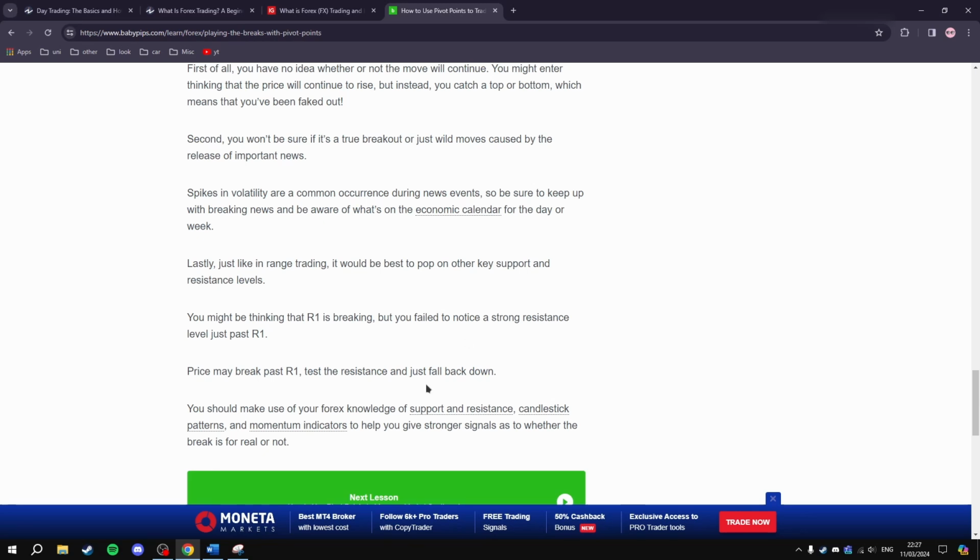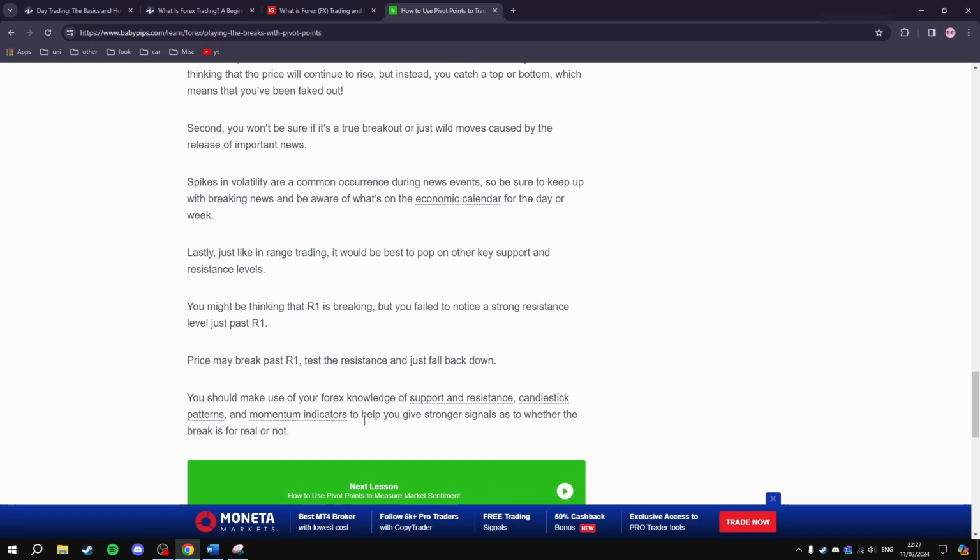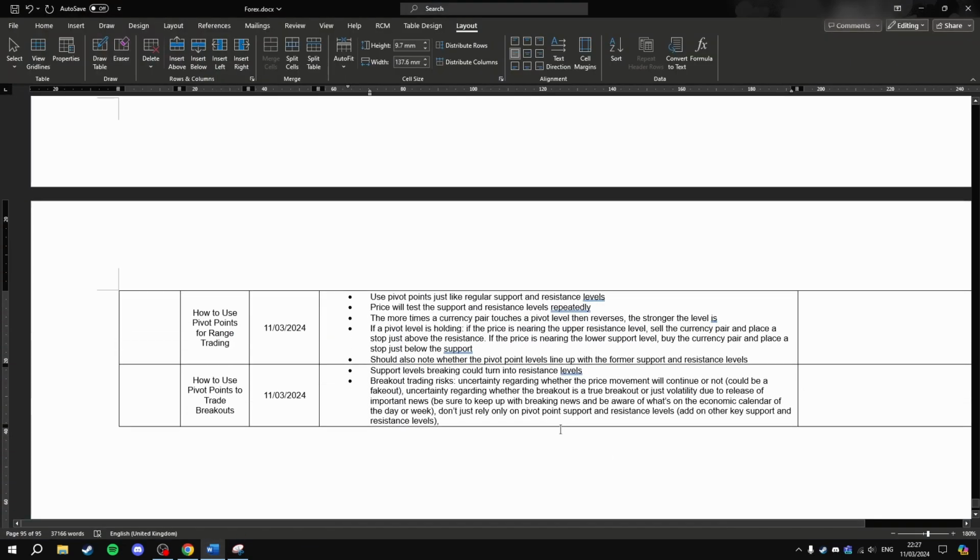So it'd be best to pair up. You might be thinking that resistance 1 is breaking, but you fail to notice a strong resistance level just past resistance 1. Price may break past resistance 1, test the resistance and just fall back down. You should make use of your Forex knowledge of support and resistance, candlestick patterns and momentum indicators to help give stronger signals as to whether the break is real or not. Add other key support and resistance levels.